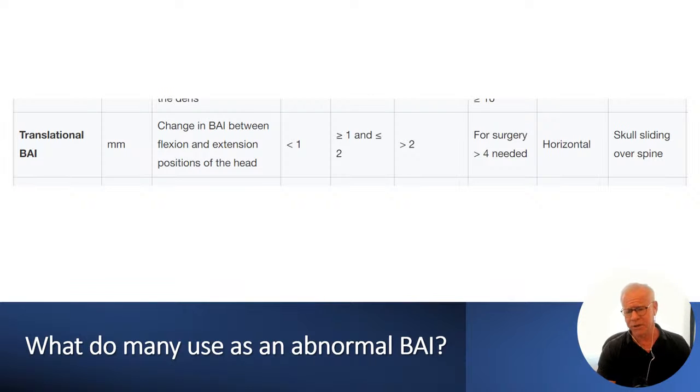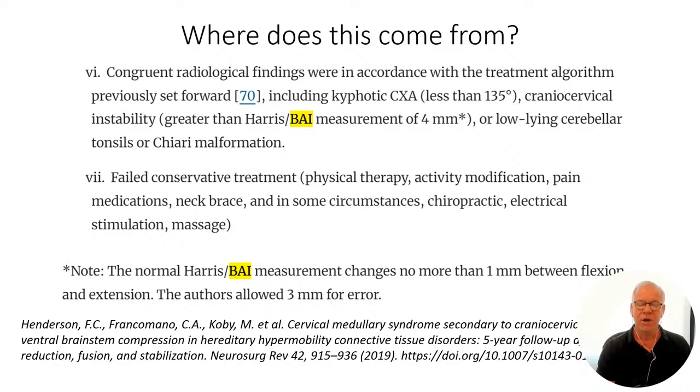Bottom line, for surgery, the thought has been you needed to have more than 4 millimeters of translational BAI. And that's really based on a paper by Henderson et al. So we're going to look at that today. Does that still make sense with more recent data that's been collected on upright MRI? So where does that 4 millimeter number come from?